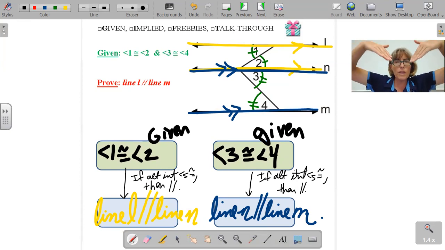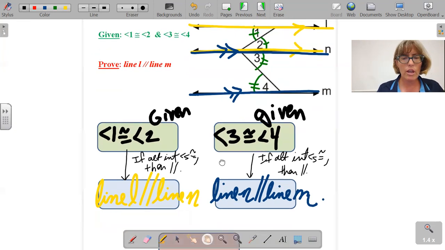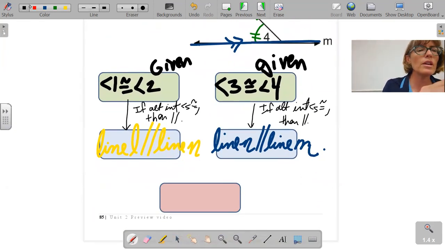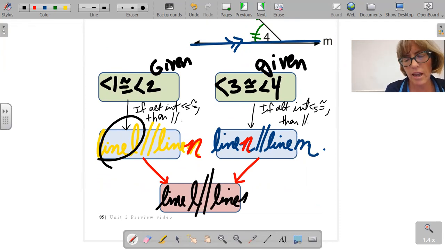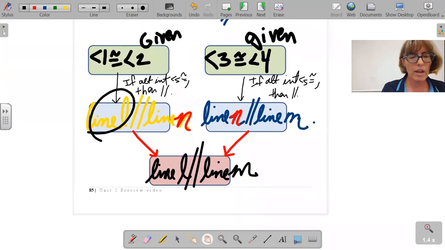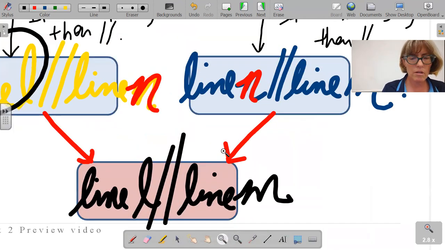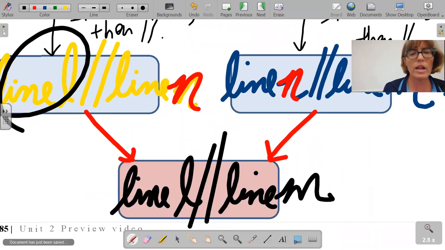Then the web shows how they fit together. This is the only one that shows how they fit together. Look very carefully. You can see it right here, the fact that N is repeated for both. Therefore, you can conclude that line L is parallel to line M, which is exactly what we're trying to prove. And the reason is, what allows us to transfer that parallel is the transitive property.